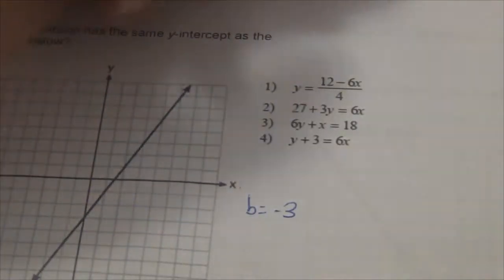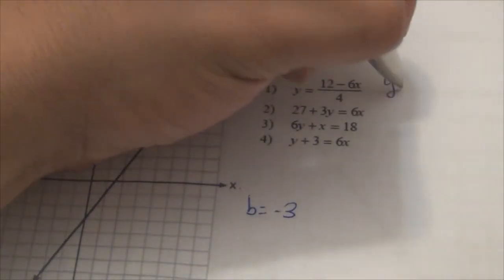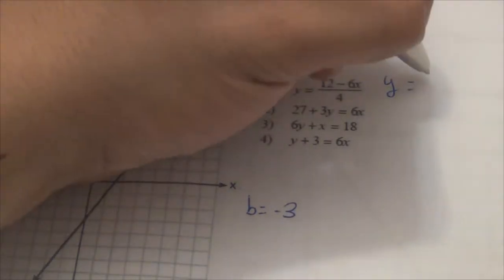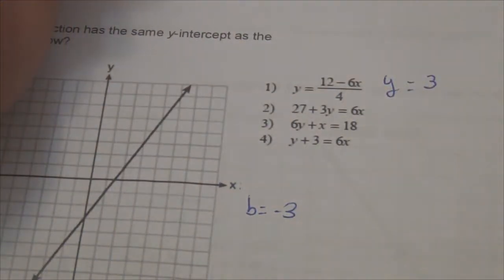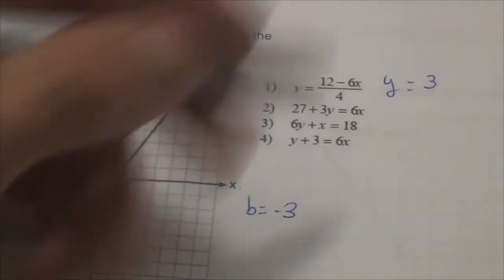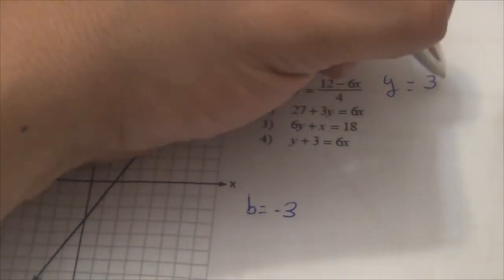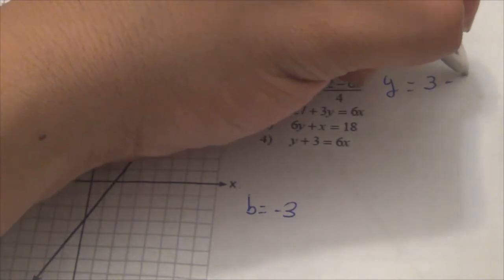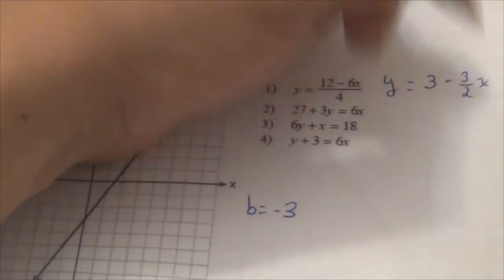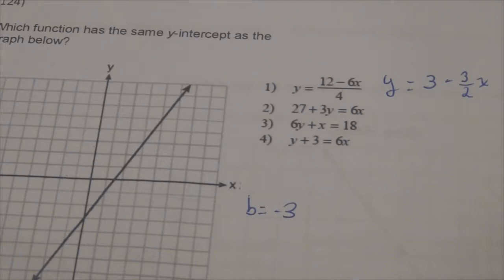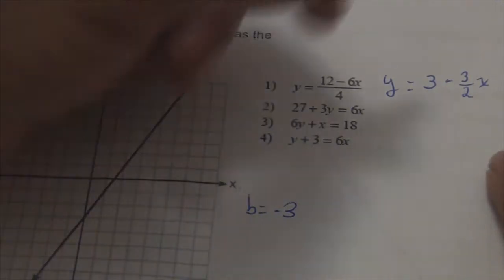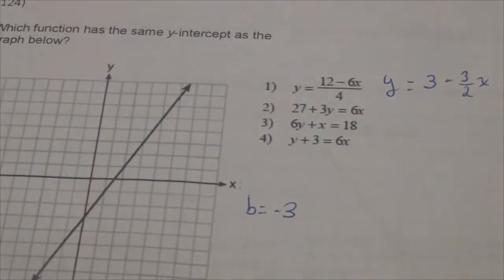This is already solved for y, so let me rewrite this. 12 over 4 is 3. Right away, I know that it's not the same y-intercept. See that? Okay, so then let's try the next one.